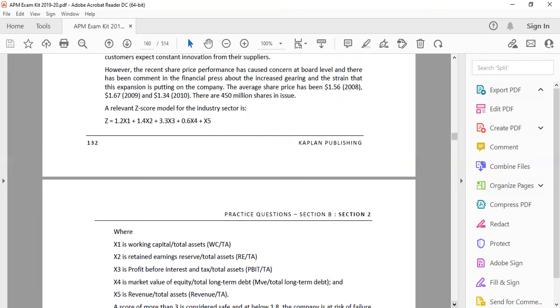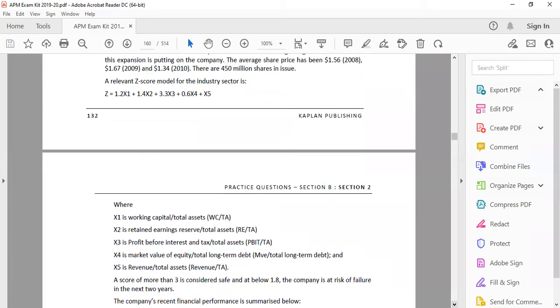A relevant Z score model for the industry sector is, as I have explained to you, a formula framed by Altman, and the score that is calculated, the value, lies either above 3, between 1.81 and 3, or below 1.81. Based on that, conclusions were given as to whether the organization is heading towards insolvency, or something can be done about the organization, or it is financially sound. That part of it can be commented upon.